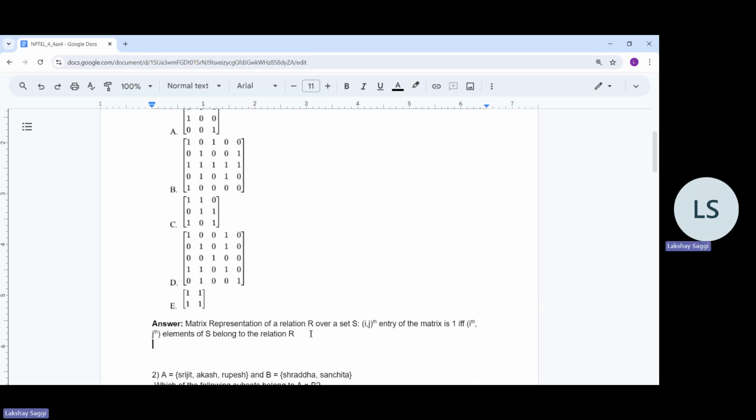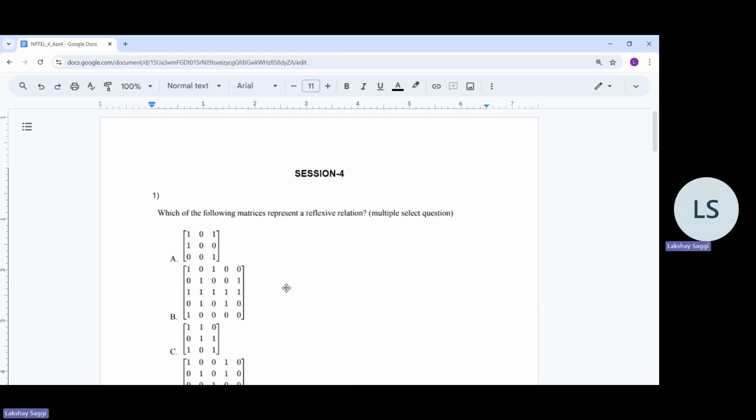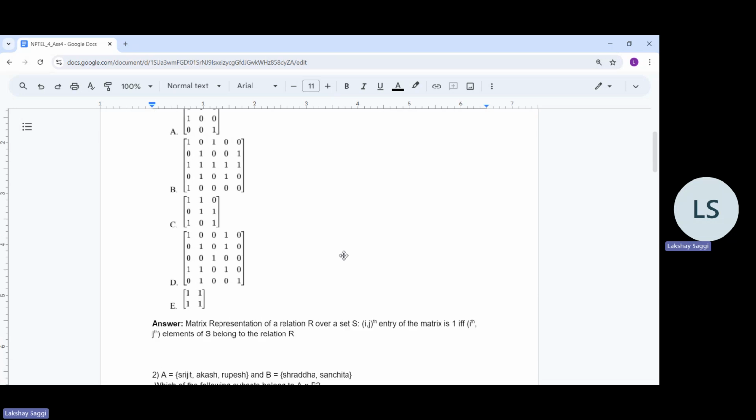Okay. So now let's also revise, maybe, which of the following represent a reflexive relation. So what's a reflexive relation? A reflexive relation says that A comma A belongs to R for all A in S. I hope everyone understands what reflexive relations are. They just say that for every element A of the set S, the tuple A comma A should be part of the relation R.